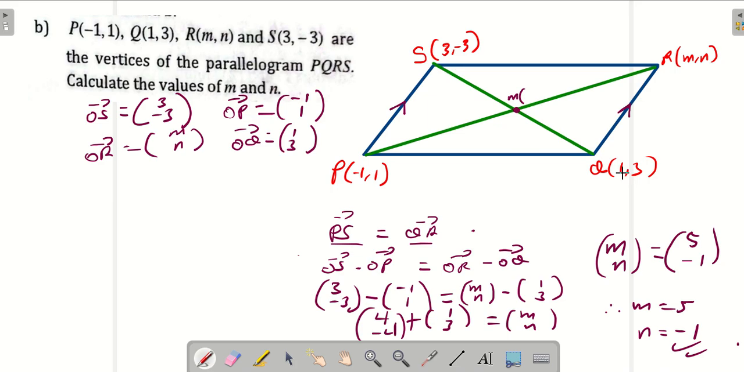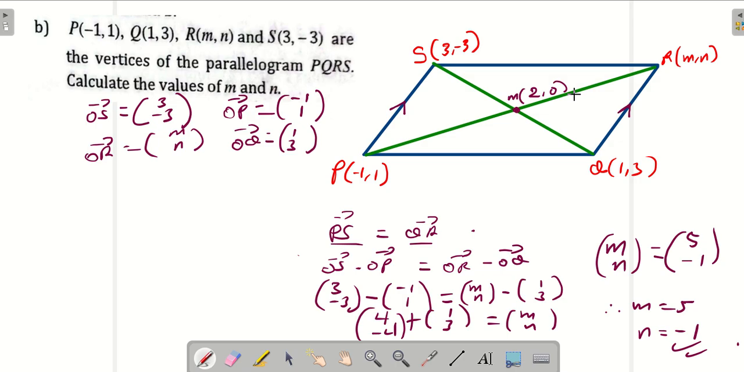3 plus 1 is what? Divided by 2. 2. Negative 3 plus 3 is what? Divided by 2. So the midpoint here is 0. If the midpoint here is (2, 0), then because they are all the midpoint, it is the midpoint of S and Q, and it is also the midpoint of P and what? R. Is that right?